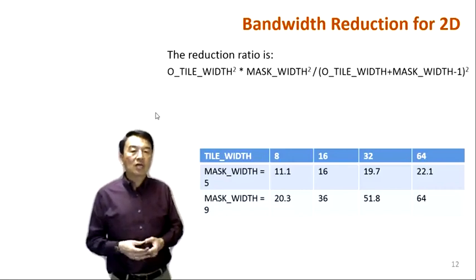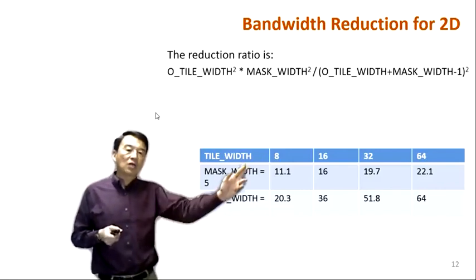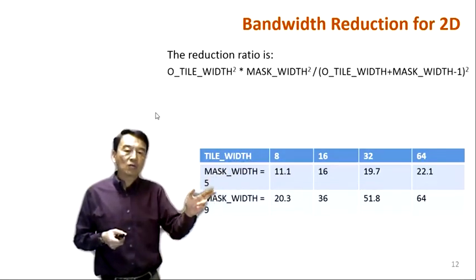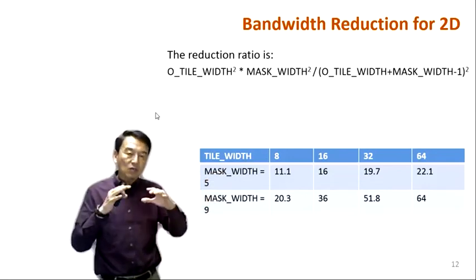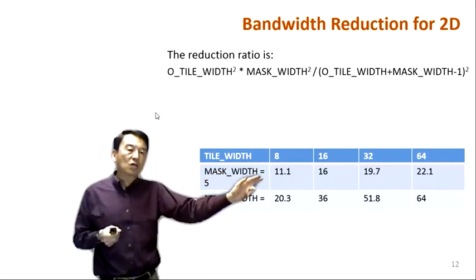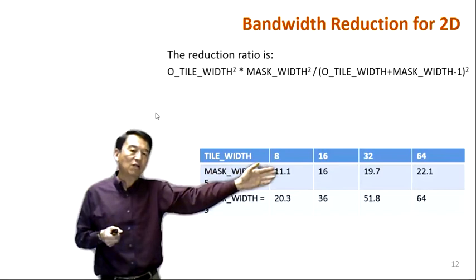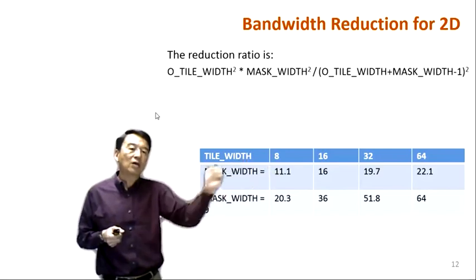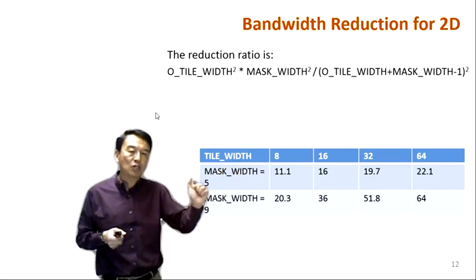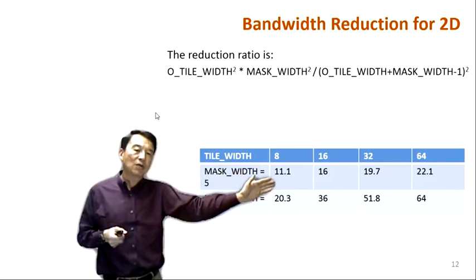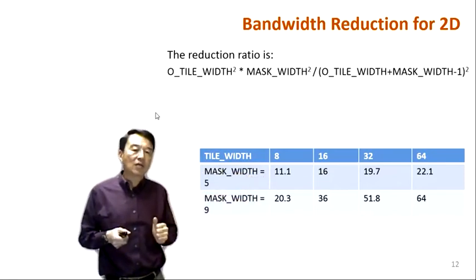So if we look at some concrete numbers, here we show the tile width from 8 to 64, and then the mask width from 5 to 9. And remember, because we're talking about squared, the reuse is going to approach 5 squared, which is 25. So when we get to 64 by 64, we'll have 22.1 memory access reduction. And if we use 9, when we approach 64 by 64 output tiles, we're going to have a ratio of 16, not quite the 81 that we would like to see in an ideal case.